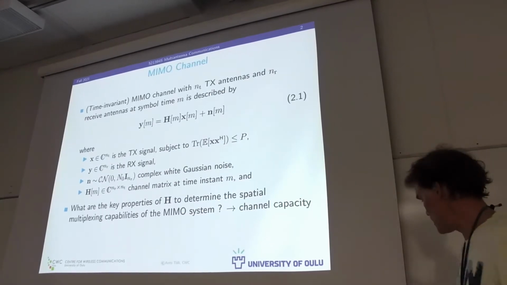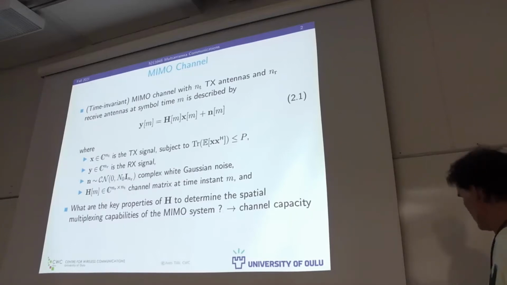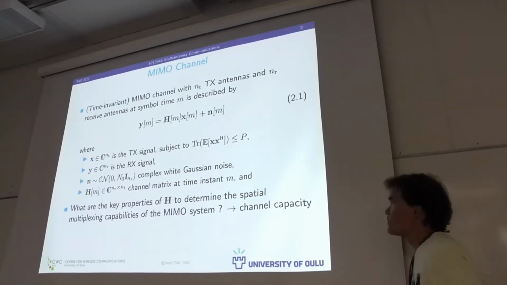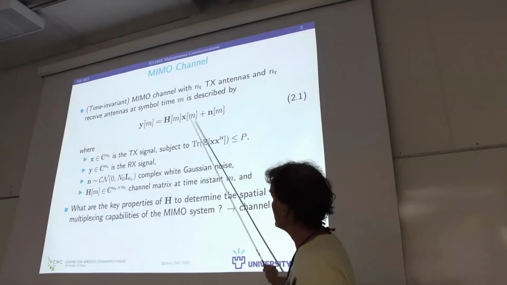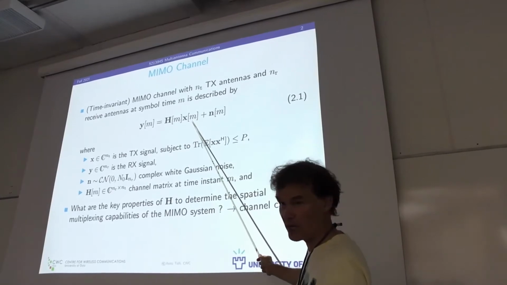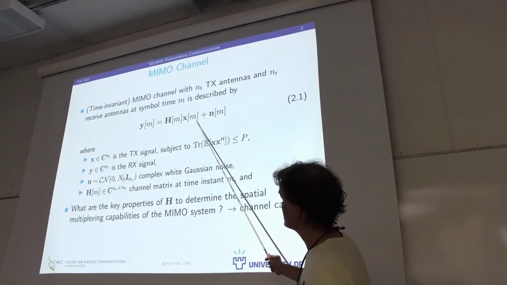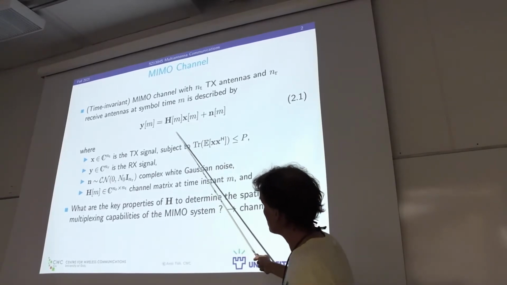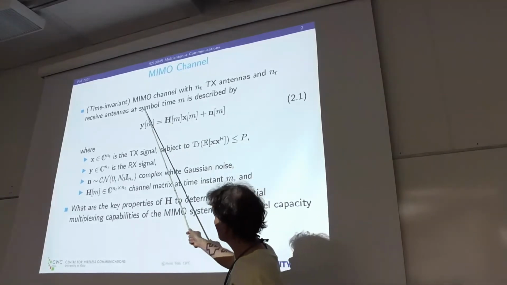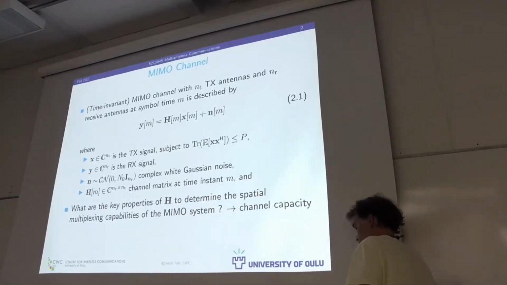So let's start with the MIMO channel. A MIMO channel you can represent as follows. We have an input X, a vector, transmitting in parallel multiple symbols across multiple antennas. They propagate over the MIMO channel, and then we have a received signal.